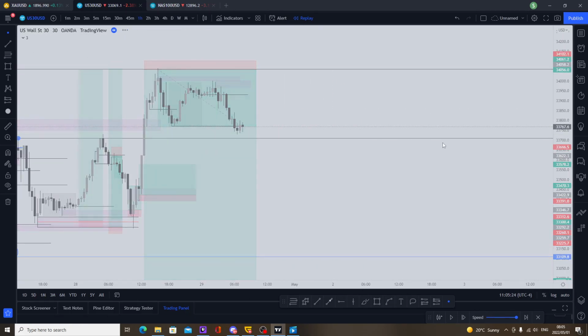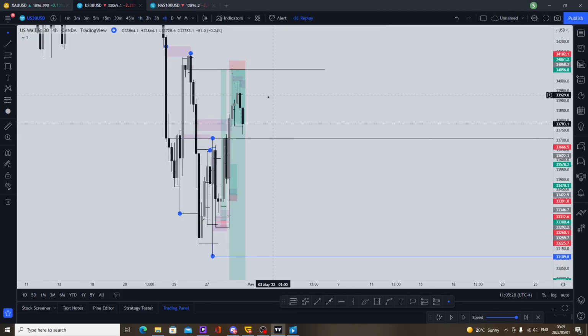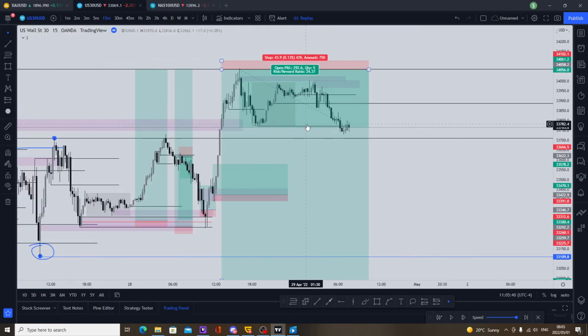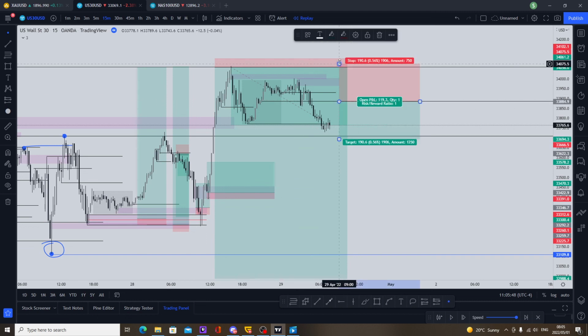Let me check maybe H1 and try to see H4. Okay, H4, we got this open candlestick. Let's see this open candlestick in H4, or those rejection blocks there, and let me go to M15 and see. Okay, you see this is the H4 open candlestick. This one is going to be my order.